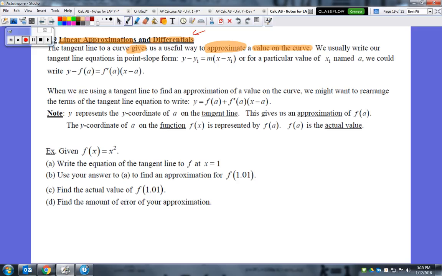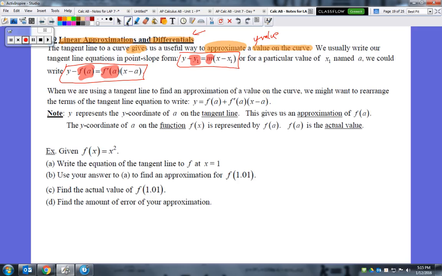When I say the value, I'm talking about a specific y value, an output. We usually write our tangent line equations like this. We've learned it from Algebra 1. And what we've done recently is we've graduated to where y1 is now f of a, or f of x, and the slope is f prime evaluated at a. Everything else is pretty much the same thing.